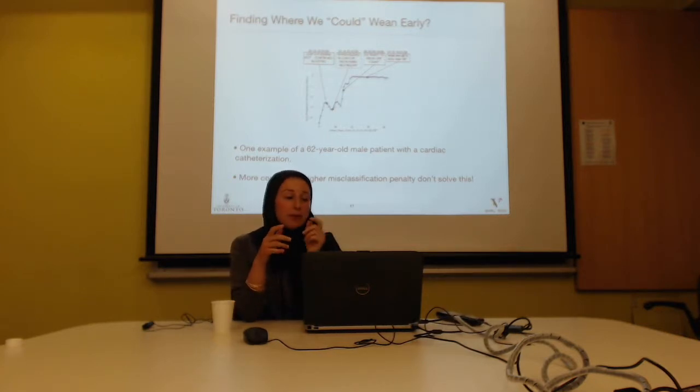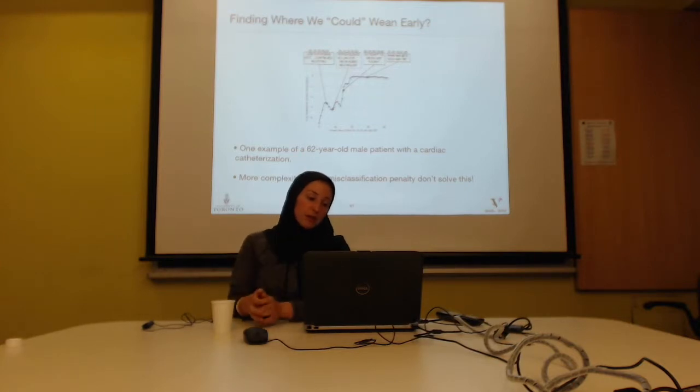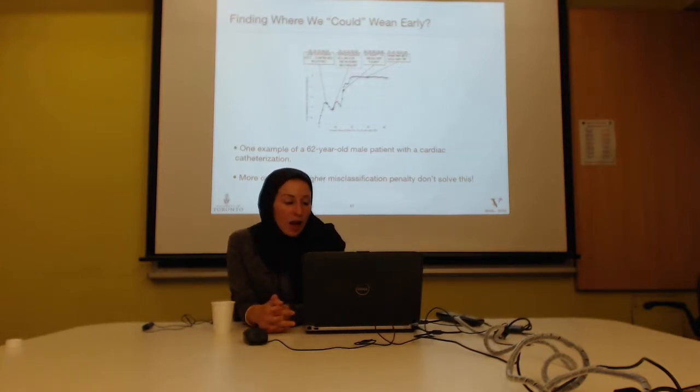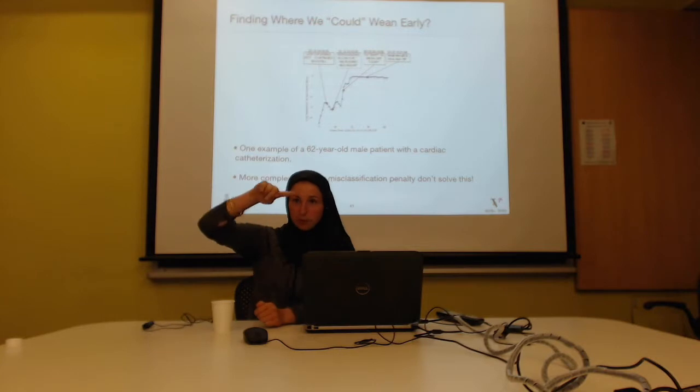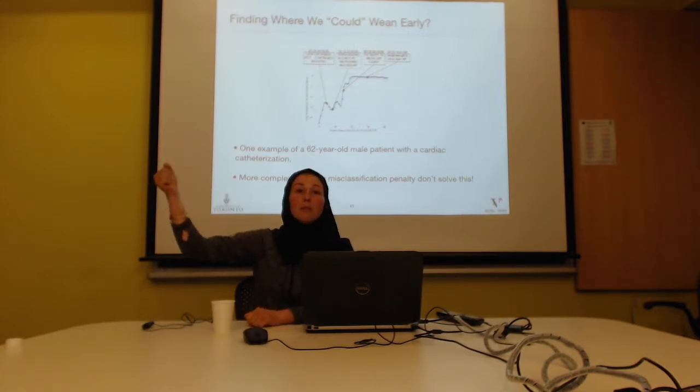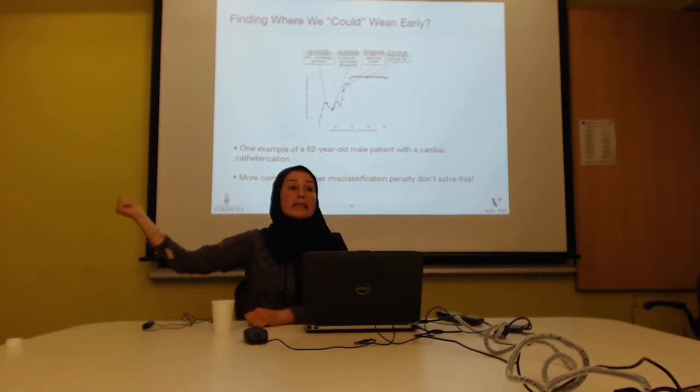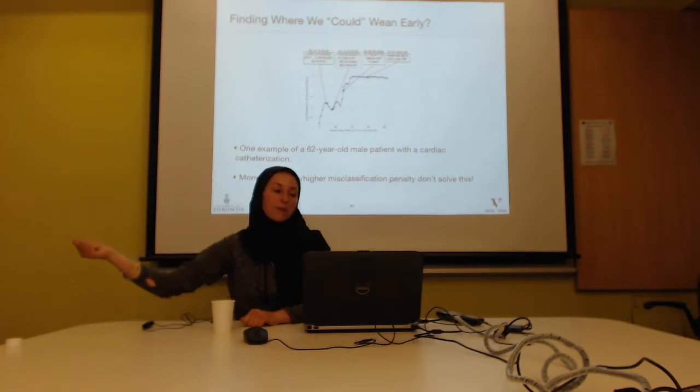So this is an example of a patient record. He's a 62-year-old male with a cardiac catheterization. And this is showing you in blue the probability that our model thought the patient could be weaned, taken off the vasopressor.